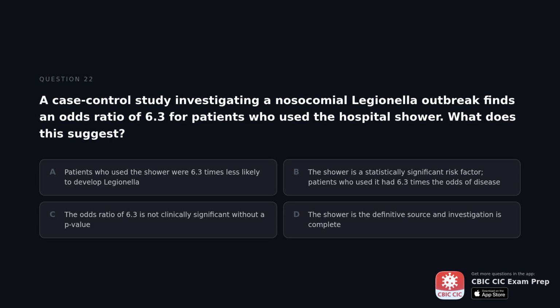A case control study investigating a nosocomial Legionella outbreak finds an odds ratio of 6.3 for patients who used the hospital shower. What does this suggest? A. Patients who used the shower were 6.3 times less likely to develop Legionella. B. The shower is a statistically significant risk factor. Patients who used it had 6.3 times the odds of disease. C. The odds ratio of 6.3 is not clinically significant without a p-value. D. The shower is the definitive source and investigation is complete.